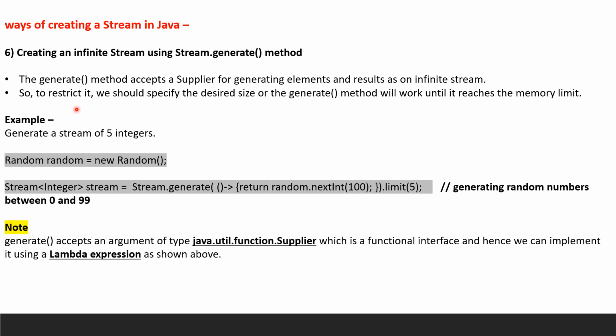So to restrict it, we should specify the desired size for the generate method. When we have such a scenario, where we don't know whether the data will be infinite or will provide a large amount of data, in order to avoid that, we specify a specific size for whatever data we are getting. So we have to restrict that, and in such scenarios this generate method will work until it reaches the memory limit.